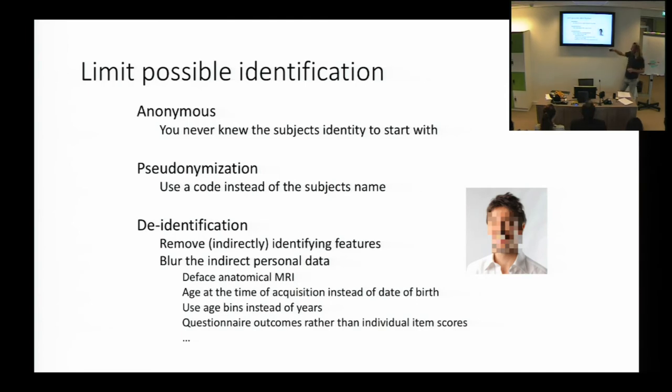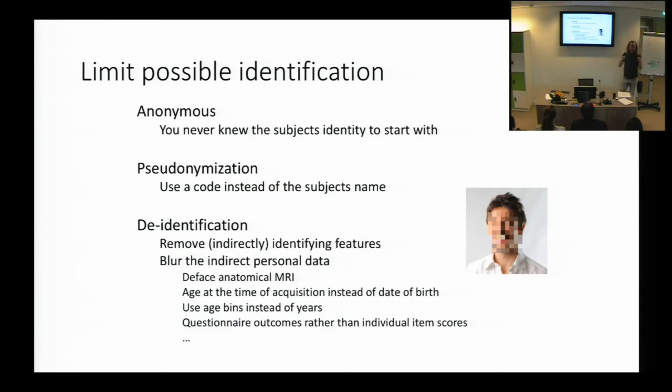But the most important thing is de-identification, because that pertains to the biometrical data that we're acquiring. And in de-identification, what we're doing is we're changing the biometrical data in such a way that we're removing the indirectly identifying features. So we are, for example, blurring the indirect personal data, defacing the anatomical MRI. We're replacing the age of the subject by age bins.